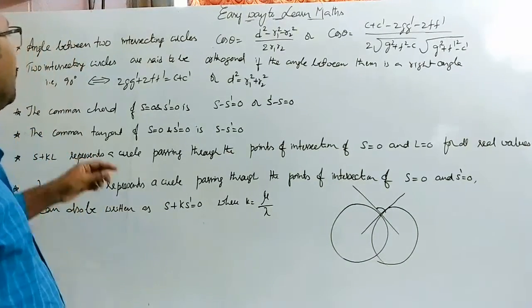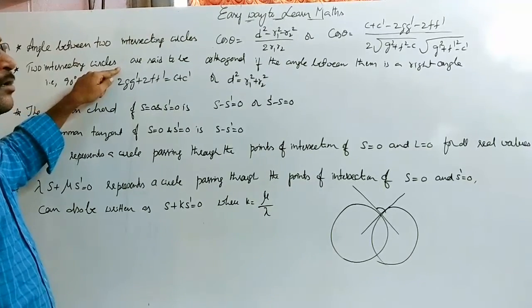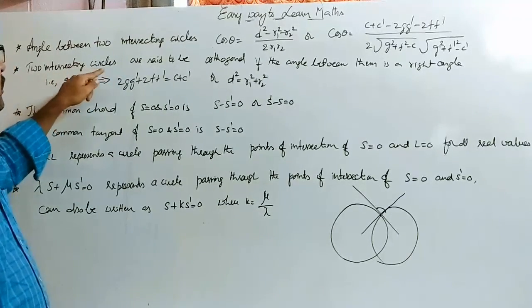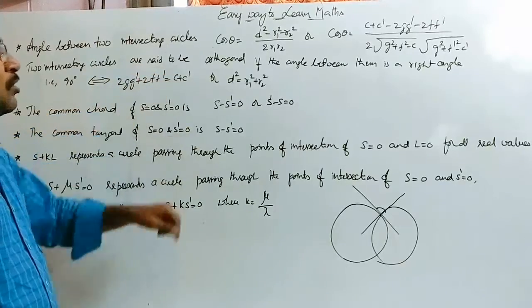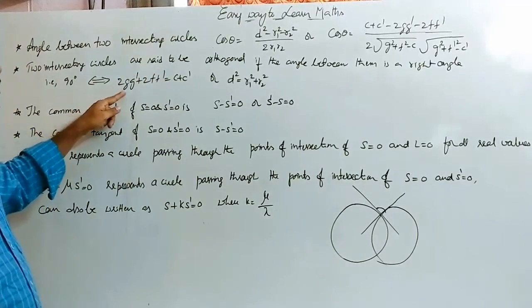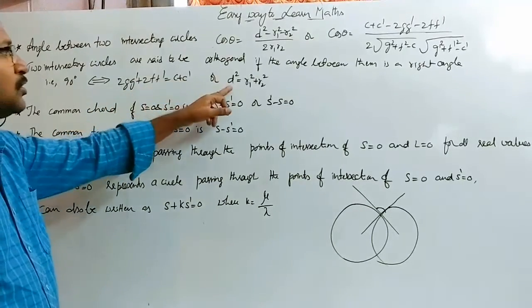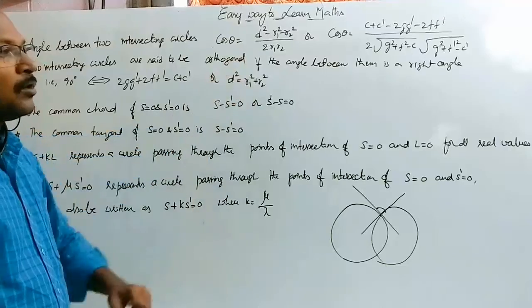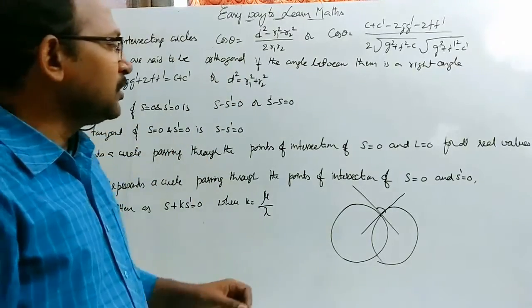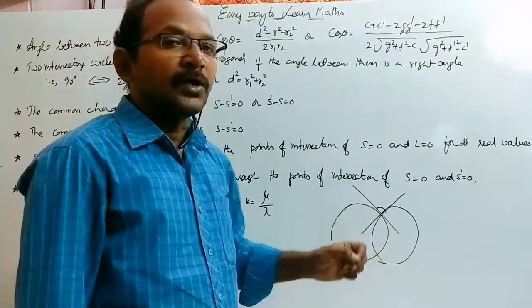Now if the angle between these two tangents is 90 degrees, the two intersecting circles are said to be orthogonal, and then the condition is 2g g dash plus 2f f dash is equal to c plus c dash, or d square is equal to r1 square plus r2 square. Orthogonal means the angle between the two tangents or the two intersecting circles is 90 degrees.